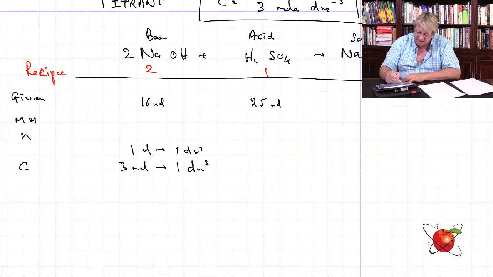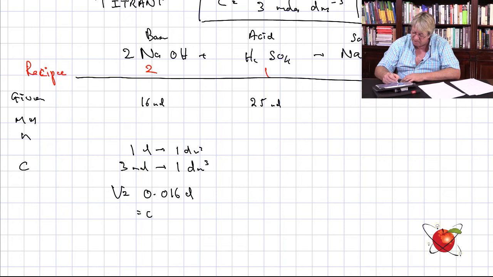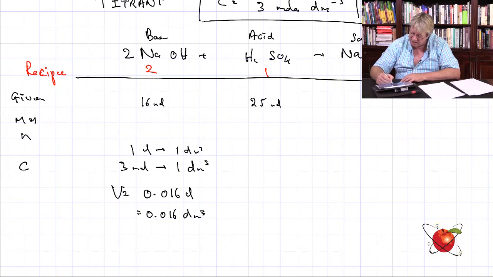So I have to divide that by 1,000. So I'm actually saying that the volume I've used is 0.016 liters, which is the same as 0.016 cubic decimeters. Okay? Similarly, my H2SO4 volume is going to be 0.025 decimeters cubed, isn't it? So we've done that conversion.